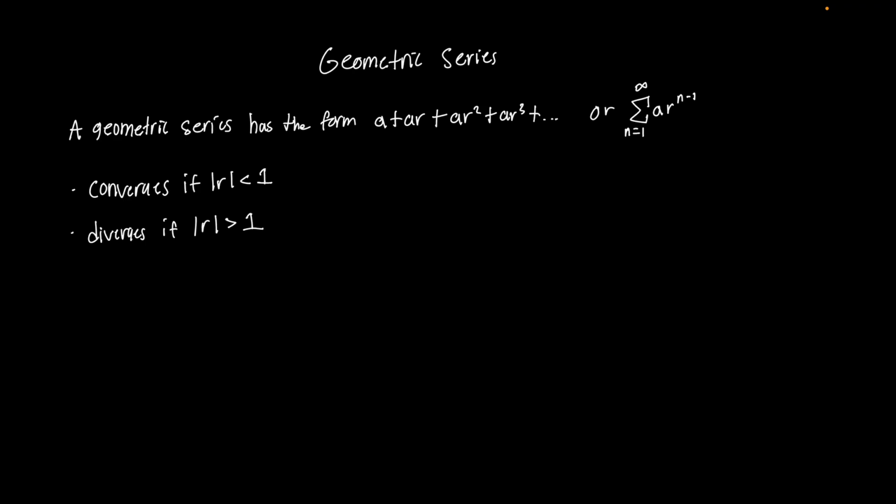And then the next one, we have geometric series. A geometric series has the form a plus ar plus ar squared plus ar cubed and so on, or in summation notation, ar to the n minus 1. a is the first term and r is the common ratio. This series converges if the absolute value of r is less than 1, and it diverges if the absolute value of r is greater than 1.